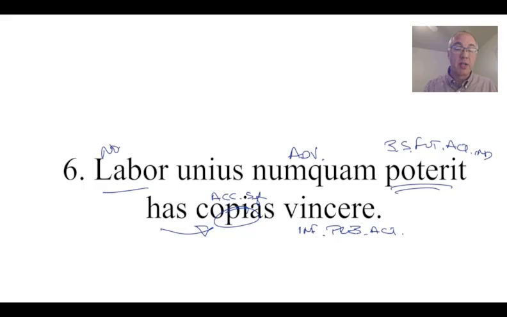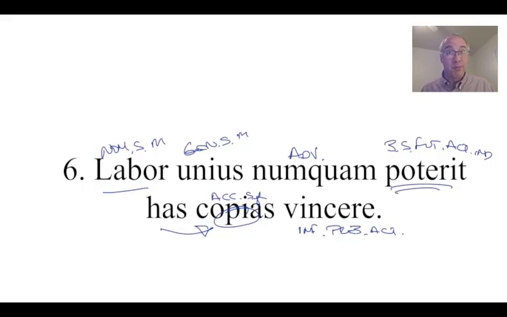Labor, nominative, singular masculine. Unius, genitive. This is the genitive singular. Could be masculine, feminine, neuter. It doesn't matter. We'll say masculine for now. And notice we're getting a lot of genitives here, and especially notice the placement right after a noun like that. So the Romans were consistent in this respect too.